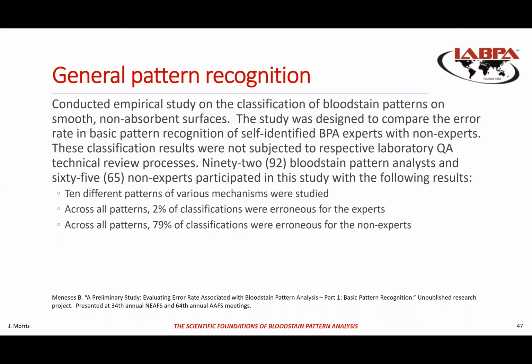There was also a study that was done on just general pattern recognition. This studied the education and training differences between respondents. A single pattern was provided. That pattern was a cast-off pattern. And respondents were divided into 2 groups: the experts who had advanced training and were court qualified, and then the novices. The novices were those who had no training or only a 40-hour basic training. And what they found, we'll get to that.